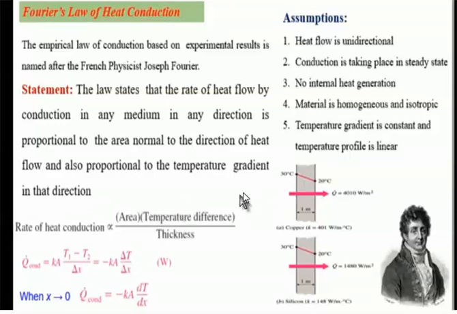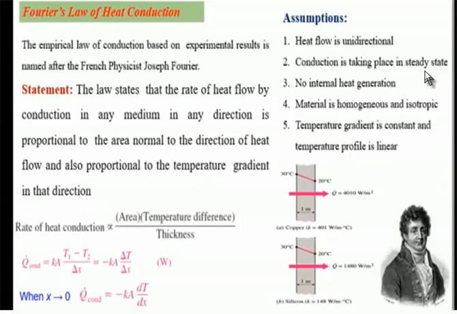And while conducting this experiment and while giving this statement, there are some assumptions which we have made. Those are: the heat flow is unidirectional. The heat is always flowing in one direction only, that is from this side to this side, left side to the right side, or we can take right side to the left side. Only unidirectional heat flow. Next is conduction is taking place in steady state. What is the meaning of steady state here? Steady state is nothing but what?